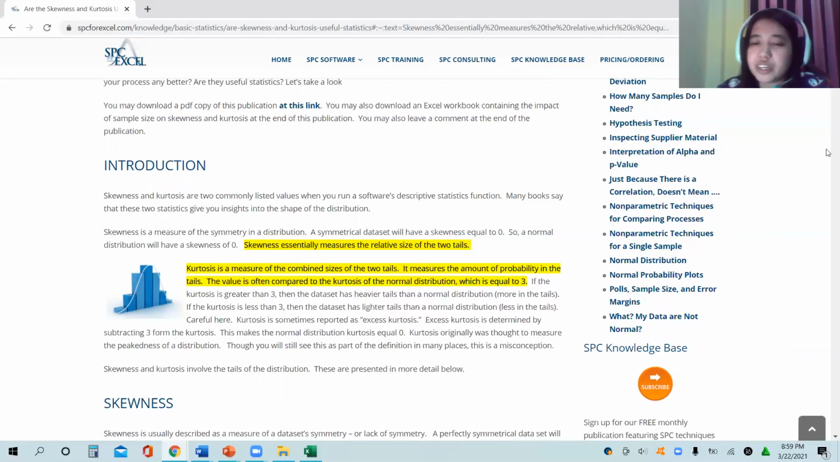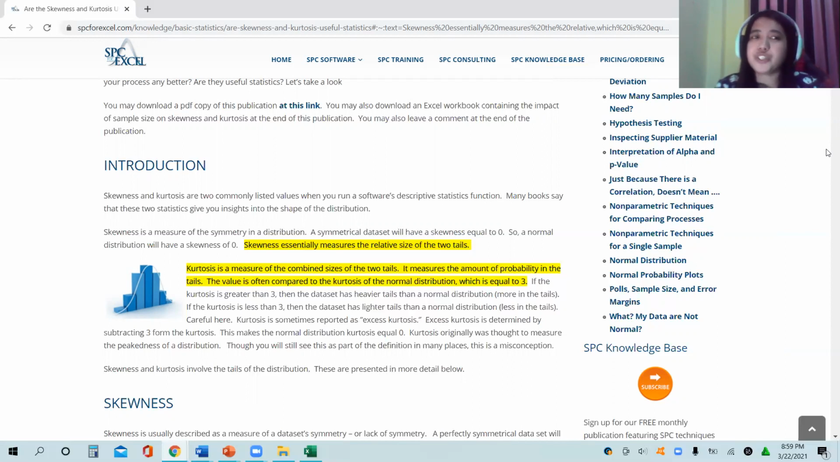It is determined by subtracting 3 from the kurtosis. So this makes the normal distribution kurtosis equal to 0. Kurtosis was originally thought to measure the thickness of a distribution, and you will see that as part of the definition in many places, but this is a misconception. Skewness and kurtosis involve the tails of the distribution.